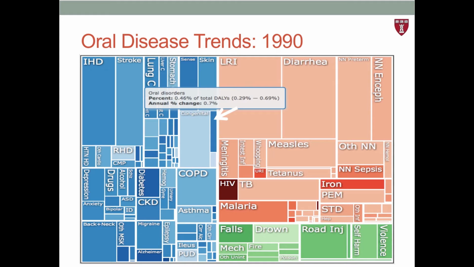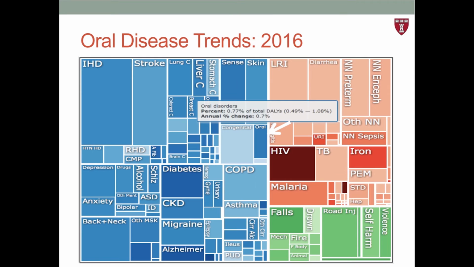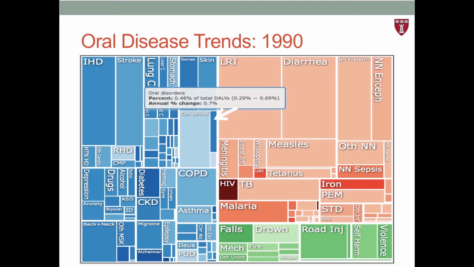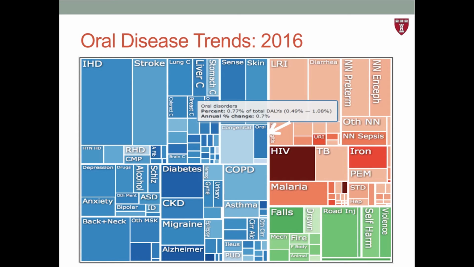So I'm going to switch from 1990 to 2016, and I want you to watch the size of this box. Okay, ready? So here's 1990, and here's 2016. I'm going to go back, watch it again. So it's a subtle change, but noticeable, that the box has, in fact, grown, along with the blue category in general. So this is demonstrating that oral disorders are on the rise globally.